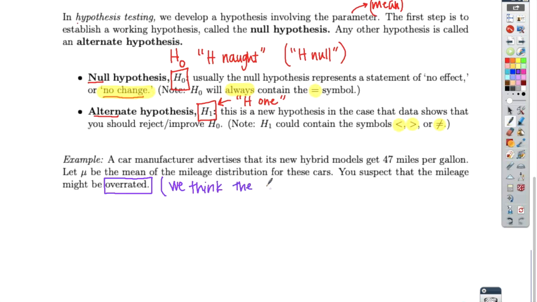We think the actual mileage is lower than 47. We think that they're kind of inflating this number. So we think that the actual mileage is lower than 47. In other words, we suspect that they are overrating their mileage, where they say it's 47 miles per gallon. We think maybe that's a little high.